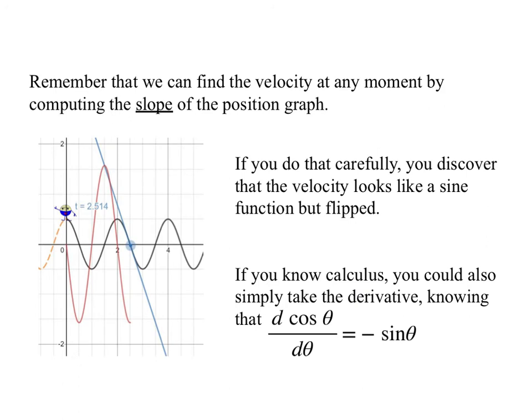All right, so we can say, to sum up again, that if our curve was a cosine, our velocity looks to be a sine curve, but flipped, so a minus sine curve. As an aside, if you know calculus, this actually makes a lot of sense, because you could simply take the derivative, because the derivative of cosine theta with respect to theta is minus sine theta. So we would expect to get a minus sine curve out.